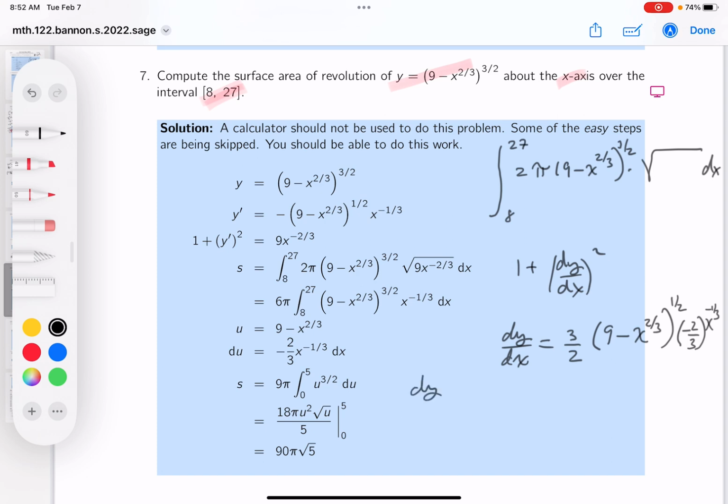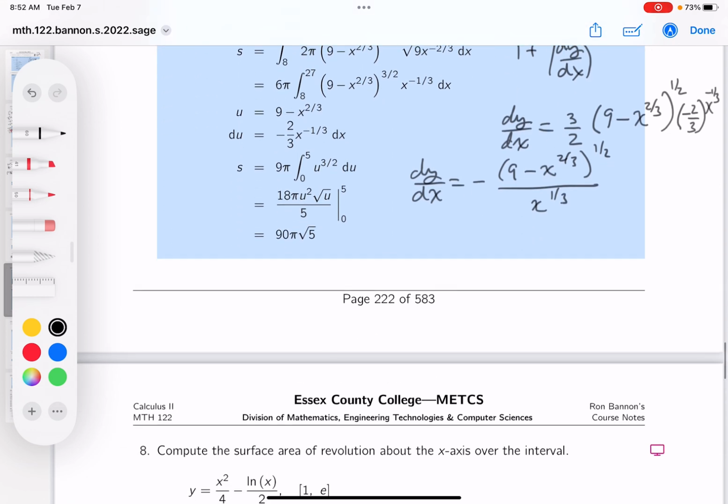Before I do that, though, I want to simplify it a little tiny bit. I'm noticing over here that the numbers work out pretty nicely, by the way. It's just simply negative. The 3's cancel, the 2 cancels. And then I get this (9 minus x^(2/3)) to the 1/2 power, and on the bottom I get x to the 1/3. And I've got to square that. So when you square that, what do you get? You get dy/dx squared, which is (9 minus x^(2/3)) on top, and on the bottom, x^(2/3).